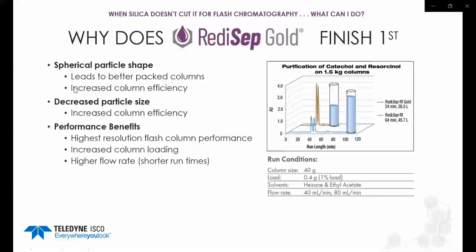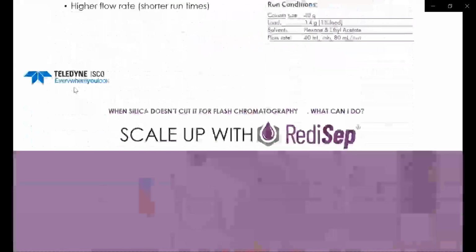You can see here with an example of a normal phase separation how the RediSep gold material outperforms the traditional RediSep material because the traditional RediSep has an irregular particle shape and it's a larger particle size. So what does this mean for our separation? It means we have increased resolution, so we can either increase the column loading, load more sample per run, we can run at a higher flow rate for shorter run times, or we could run a steeper gradient as well, and that would decrease our solvent use.